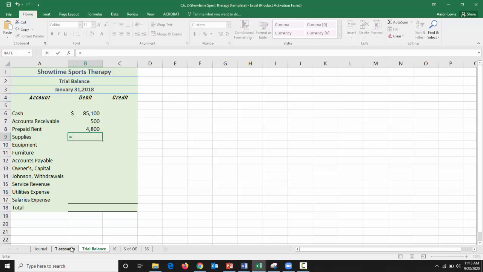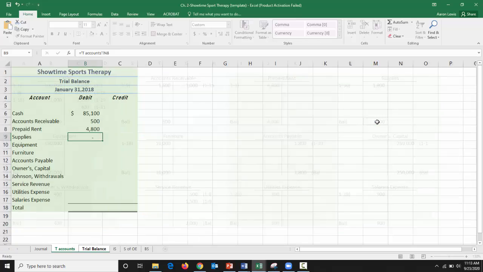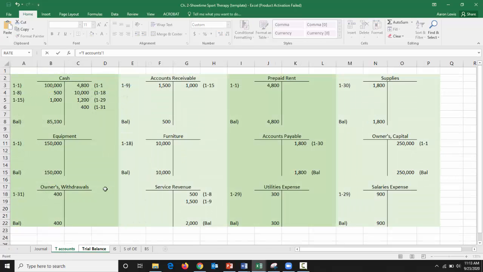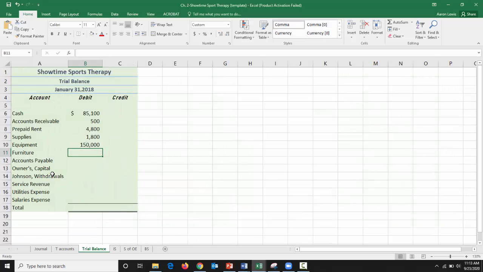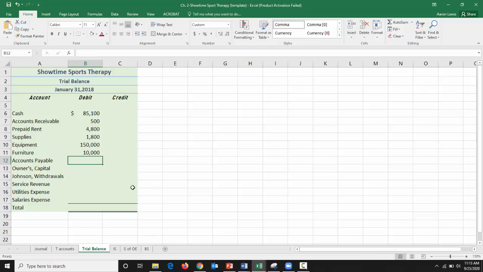Supplies has a balance of $1,800. Let's put that number in. Equipment had a balance of $150,000. We're going to bring that number over too. Furniture had a debit balance of $10,000. So we brought all of those numbers into our trial balance so far for our 6 assets that we had.